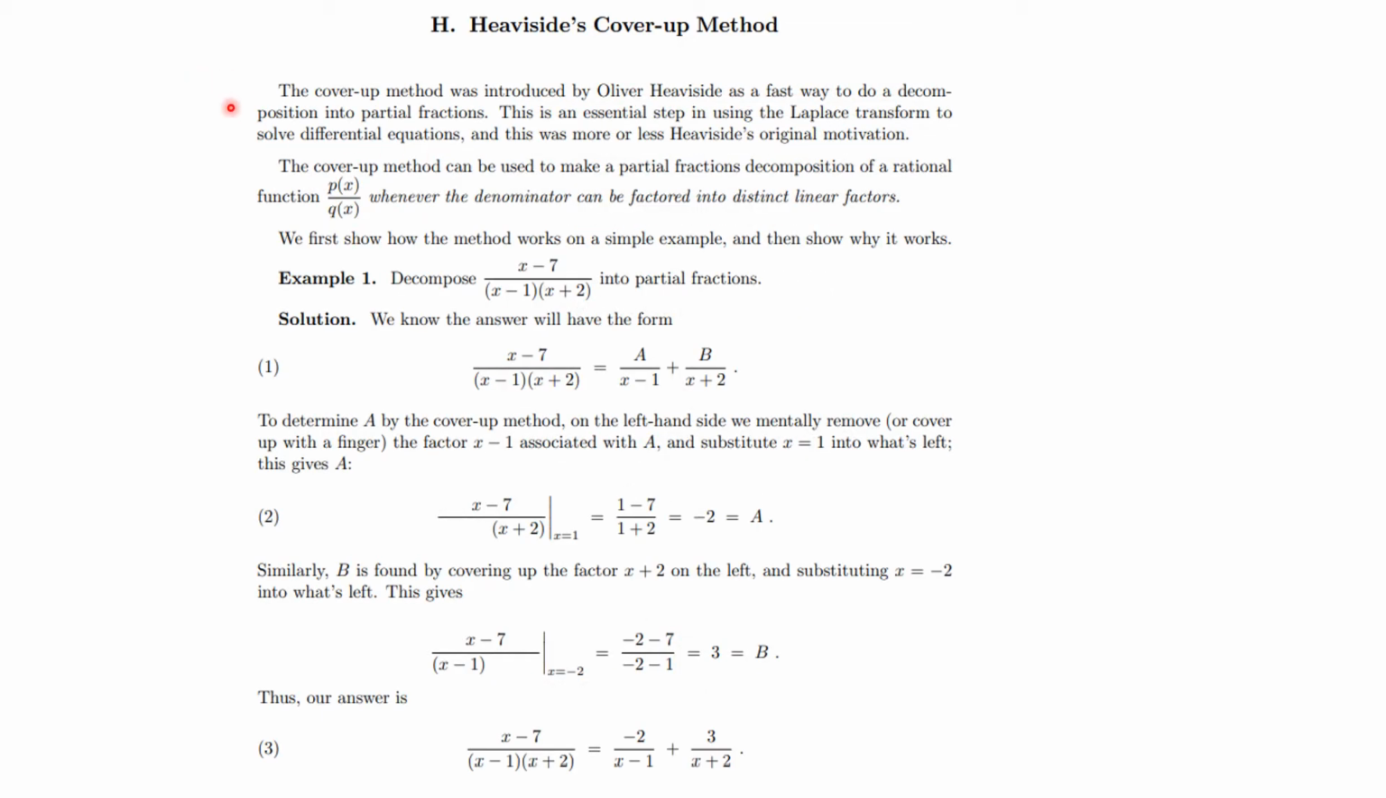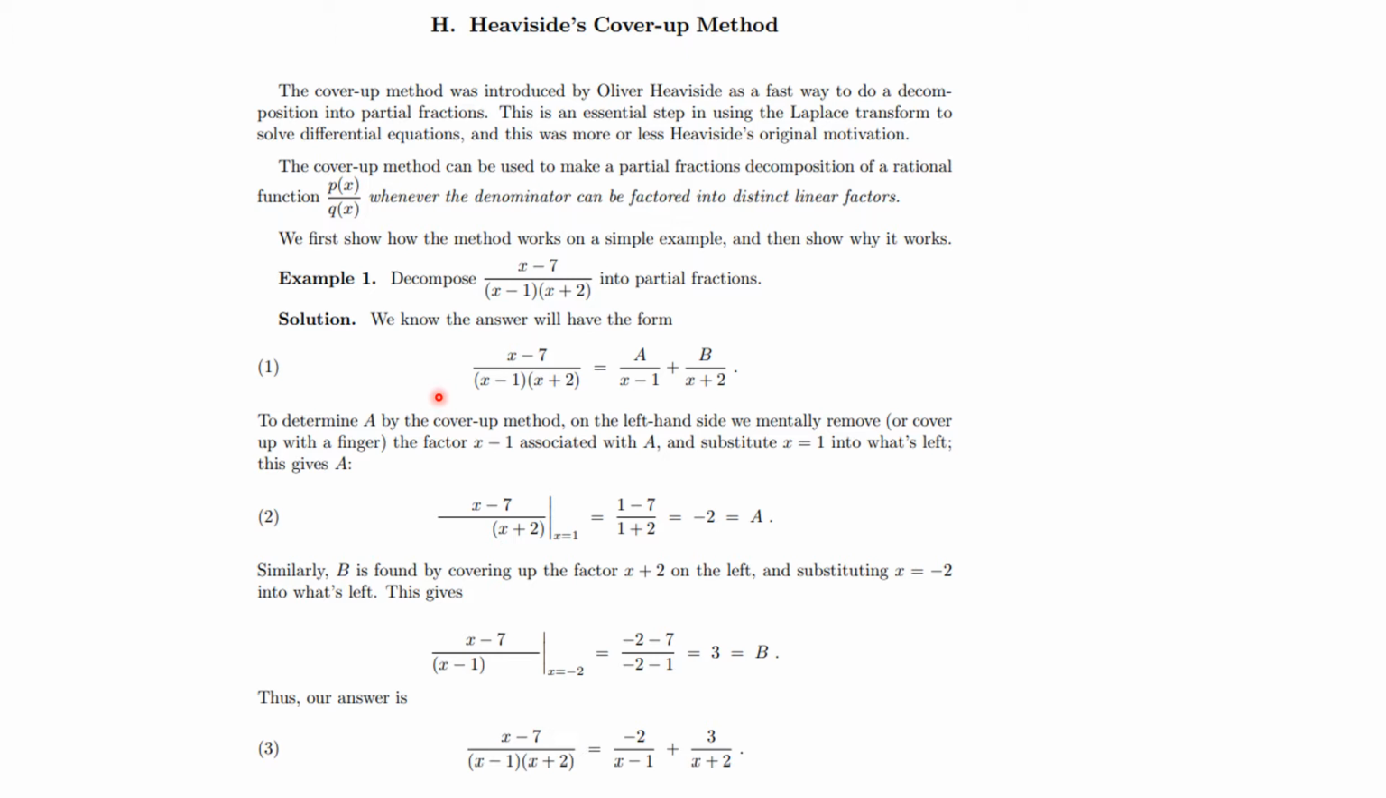The cover-up method was introduced by Oliver Heaviside as a fast way to do decomposition into partial fractions. This is an essential step in using the Laplace transform to solve differential equations, and this is more or less Heaviside's original motivation. The cover-up method can be used to make a partial fractions decomposition of a rational function p of x over q of x whenever the denominator can be factored into distinct linear factors. We first show how the method works on a simple example and then show why it works.